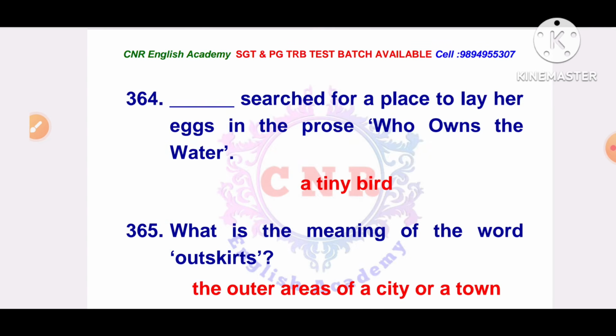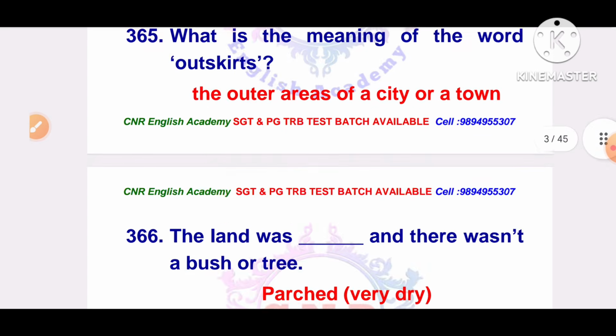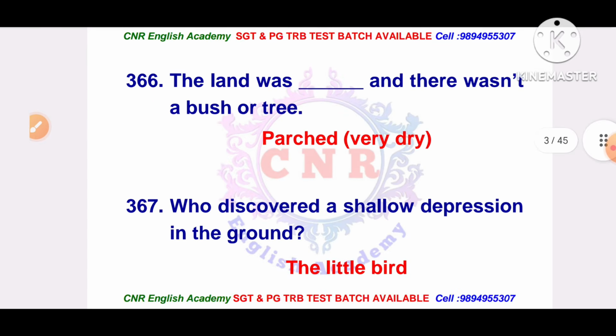Dash searched for a place to lay her eggs in the prose. Who owns the water? Answer, a tiny bird. Next one, what is the meaning of the word outskirts? Answer, the outer areas of a city or a town. Next one, the land was dash and there was not a bush or tree. Answer, parched, that is very dry.